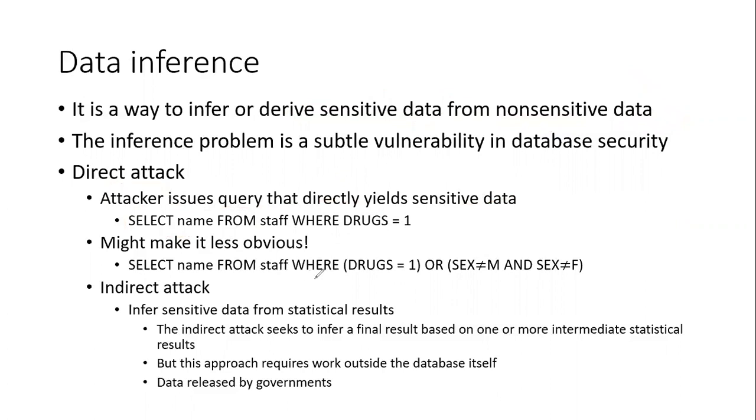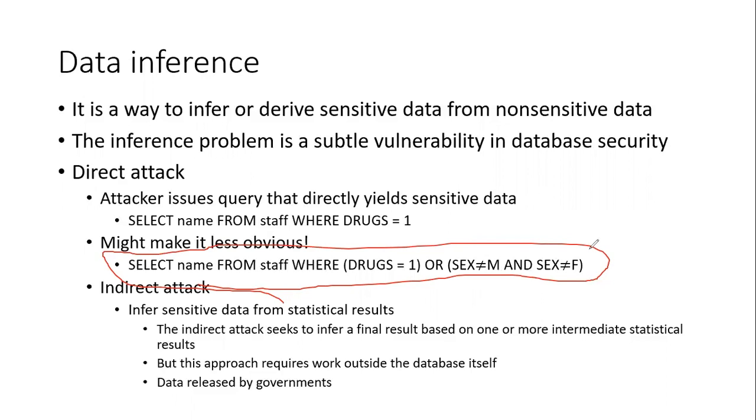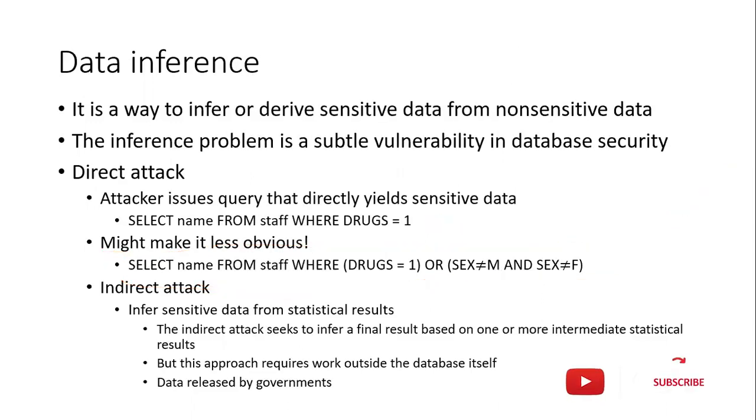Select name from staff where drug equal to 1, and the gender is male or the gender is female, so it is less obvious for the database administrator. So maybe the database administrator approves this query and might not approve the other query. So you have to make the query, in case you are an ethical hacker or a non-ethical hacker. Usually they make the query less sensitive so that it gets approved and take information from the server. These are the direct attacks.